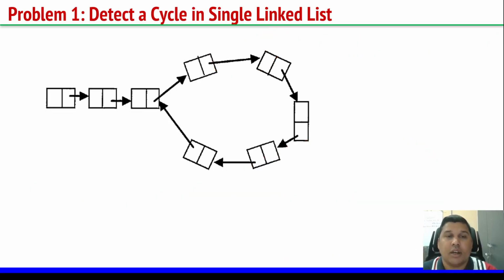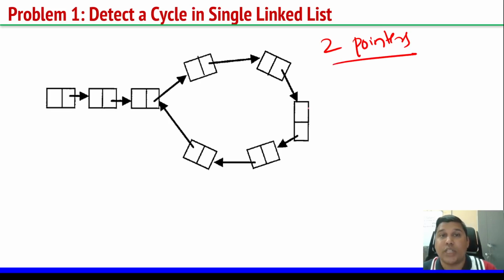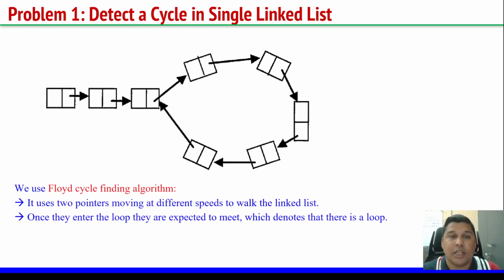One solution, or the best solution, could be using 2 pointers. This is a very popular approach for solving this. Based on this solution, there are so many problems. Using this type of solution, you can solve many other problems in single linked list. That approach is the Floyd cycle finding algorithm.